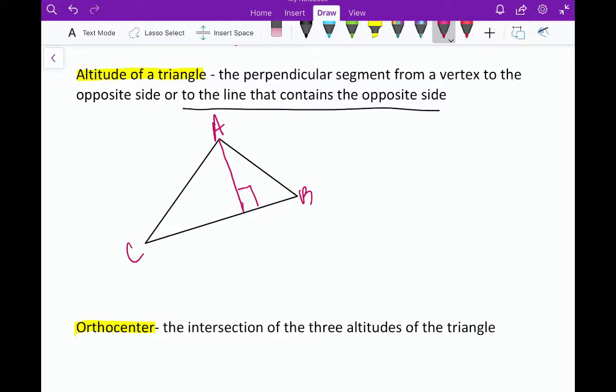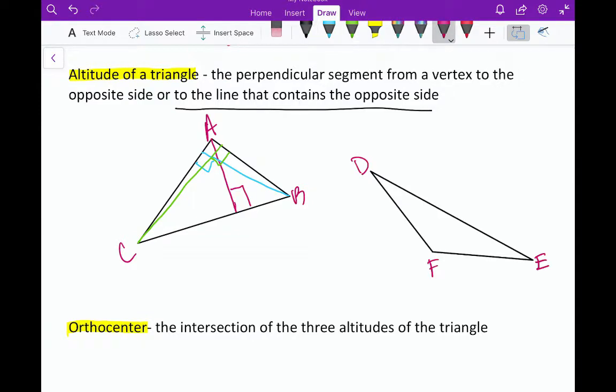And then I could draw the perpendicular line from B through AC, which would be right about there. And then I could also do it from C through AB, which would be here. And again, those are obviously just estimates. So there are three altitudes on a triangle. So let's look at this triangle DEF.